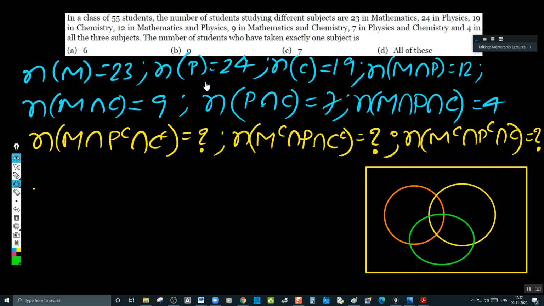Now I need exactly one subject, please. Exactly one subject. This is M, this is P, this is C. There is some area common to both M and P. There is some area common to both M and C. There is some common area for all the three also.